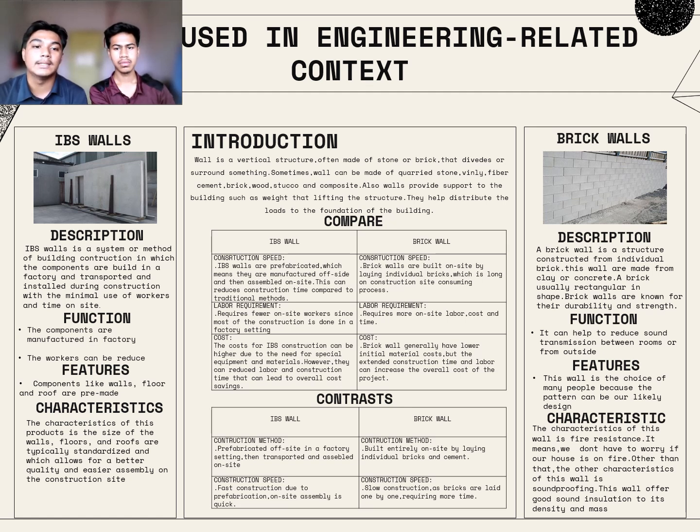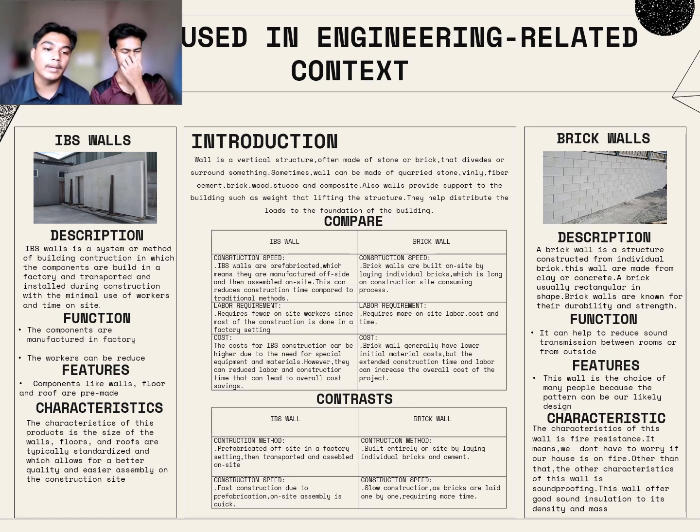Lastly, the characteristic of this wall is fire resistance. It means we don't have to worry if our house is on fire. Other than that, the other characteristic of this wall is soundproofing. This wall offers sound insulation due to its density and mass. And my partner will talk about the comparison and the contrast between these two products.